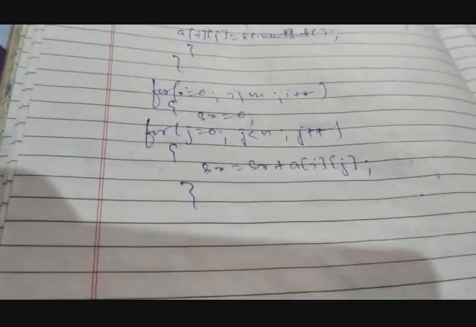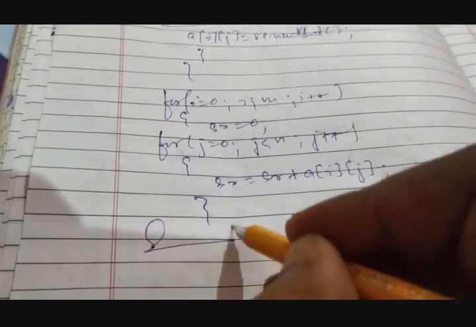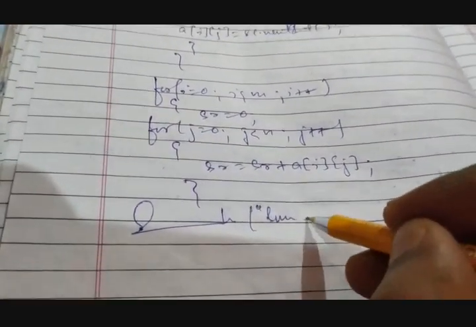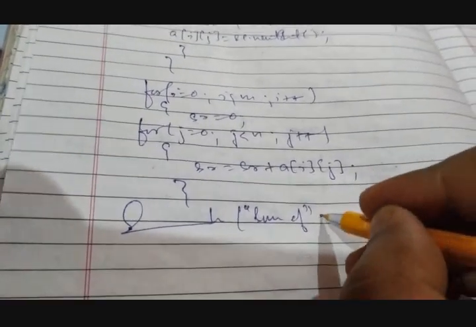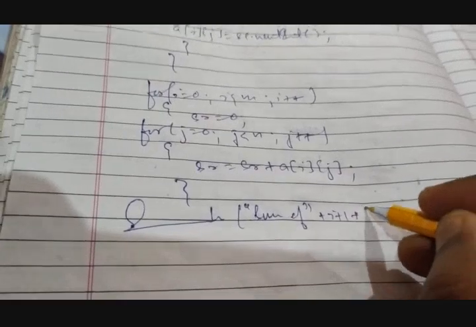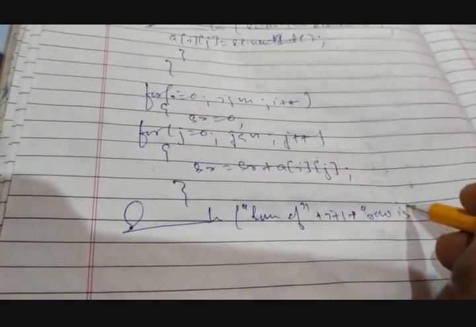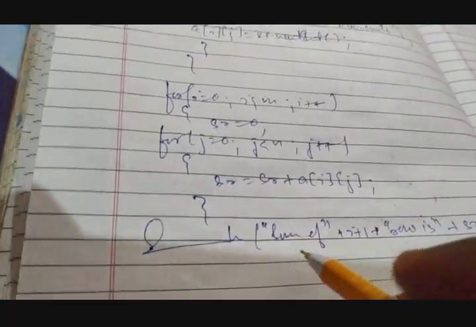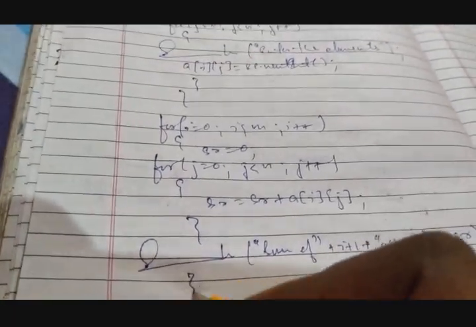Close it and now print "sum of", now i plus 1, "row is" plus SR. And then close it.